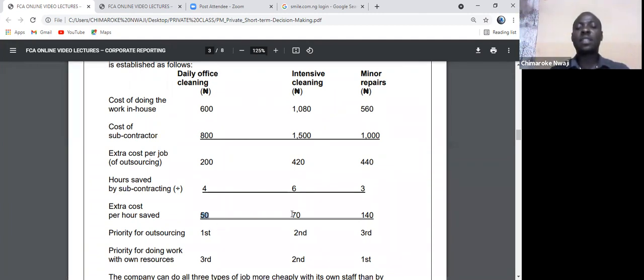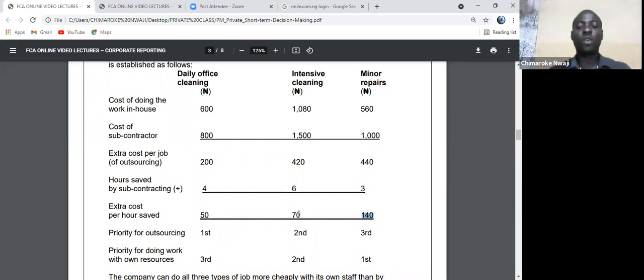Then if that is not enough, you can now go to 70 naira extra cost per hour. Then of course, 140 naira is the extra cost you are willing to spend per hour. So for outsourcing, you will give it like that: 50 naira first, then 70 naira, then 140. Then you will now flip the coin the other way to do the work yourself.